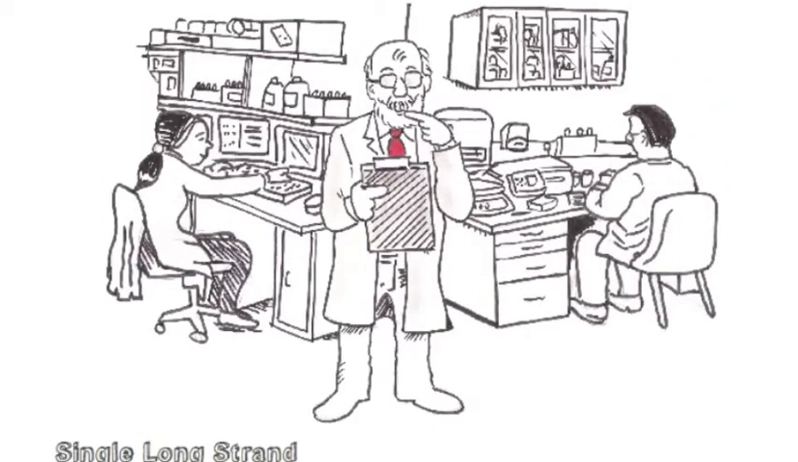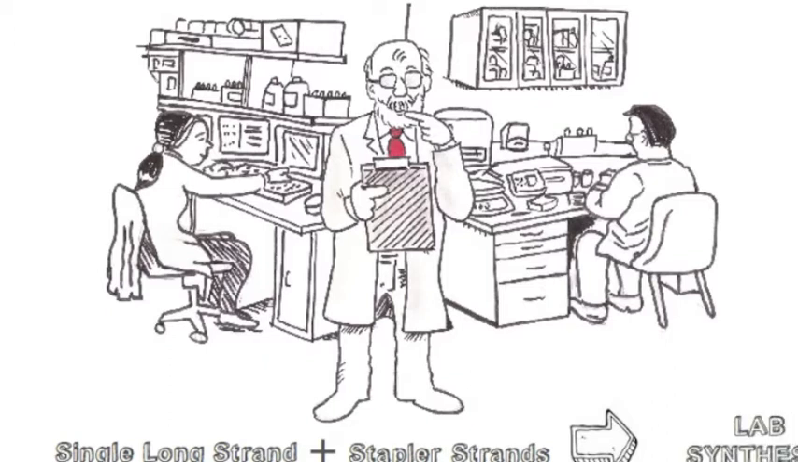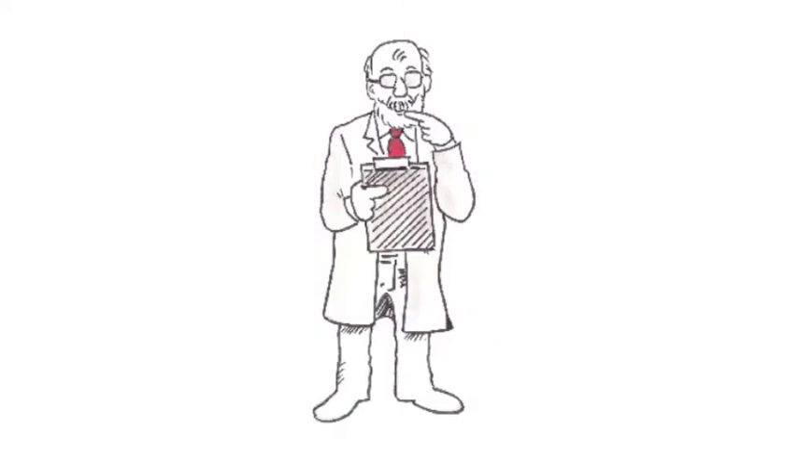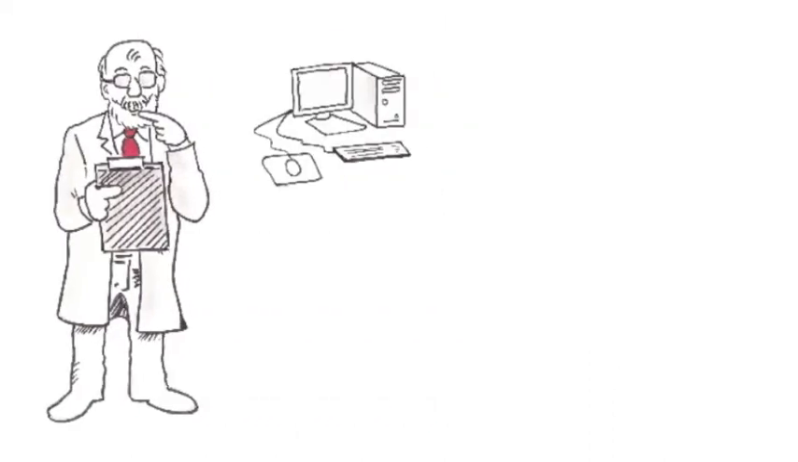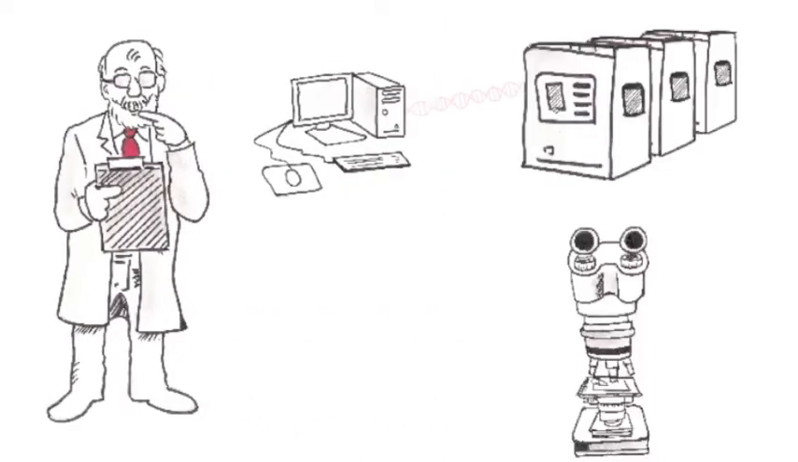A single long strand of viral DNA is folded into desired shapes using many smaller strands as staples. When we mix the template strand and the staple strands together in an appropriate environment in the lab, they self-assemble to form desired shapes. Initially, we designed some 2D DNA origami structures using available CAD software.